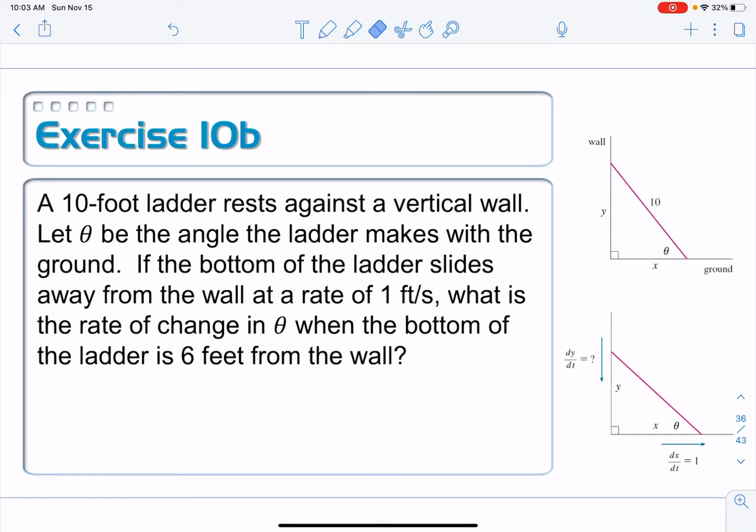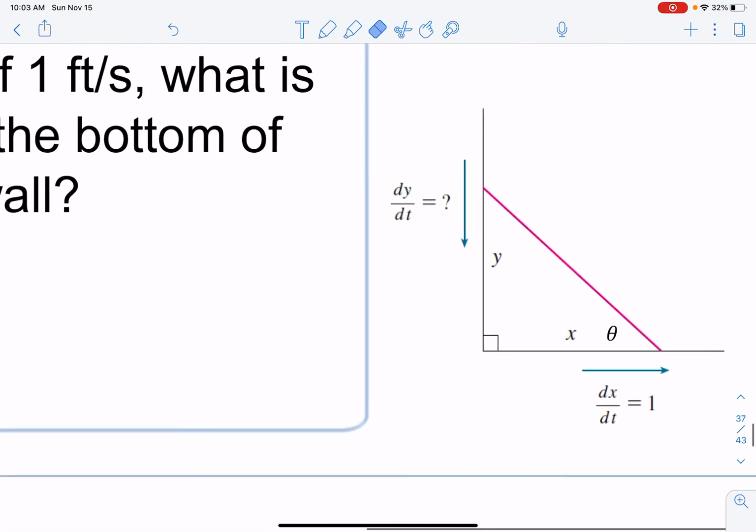That super common falling ladder problem often has a follow-up question which has to do with the angle measurement. So on exercise 10b, a 10-foot ladder, the same one it was before, rests against a vertical wall. Let theta be the angle the ladder makes with the ground. So you can see this happening right over here. This is the angle that we're talking about.